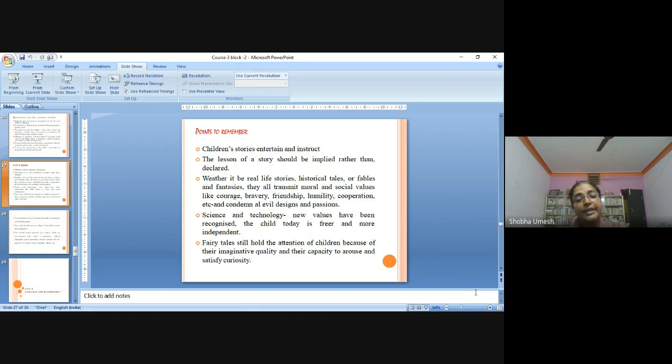In the same way, fairy tales still hold the attention of children because of their imaginative quality and their capacity to arouse and satisfy curiosity. So even now, present children are more attracted towards imagination, the fantasy world and fairy tales, where their imaginative quality is aroused and they can also satisfy their curiosity.